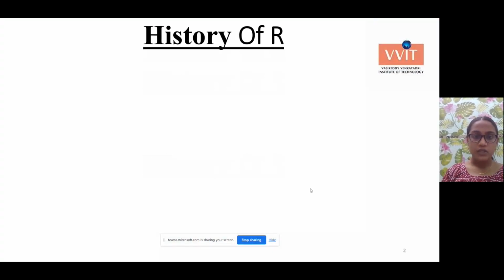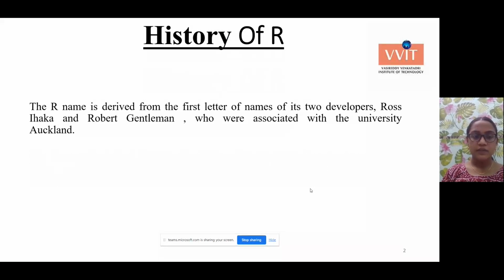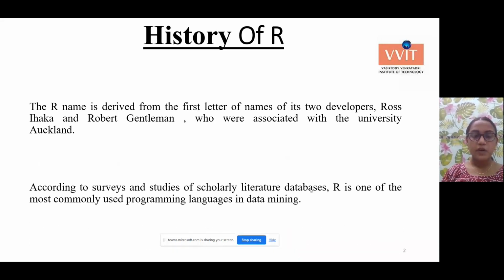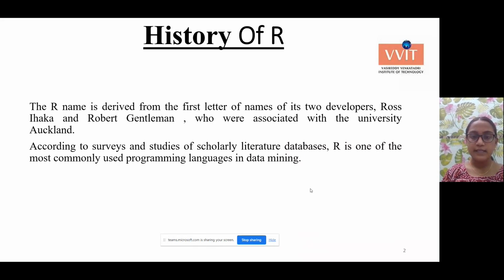R programming language. History of the R programming language. The R name is derived from the first letter of the names of its two developers, Ross Ihaka and Robert Gentleman, who were associated with the University of Auckland. According to surveys and studies of scholarly literature databases, R is one of the most commonly used programming languages in data mining. As of December 2022, R ranks 11th in the TIOBE index.